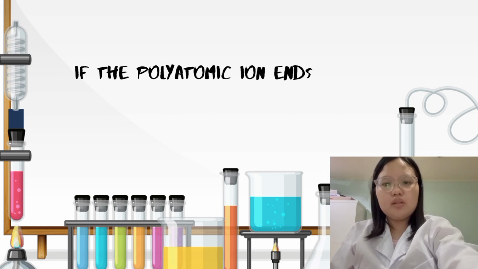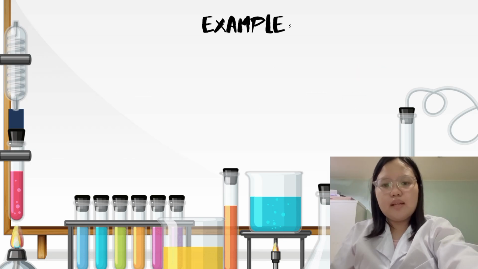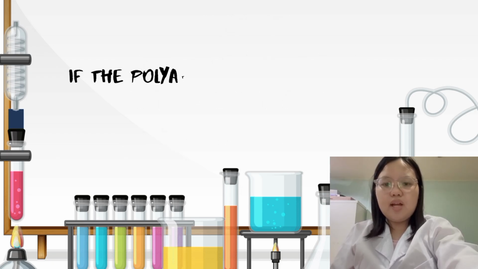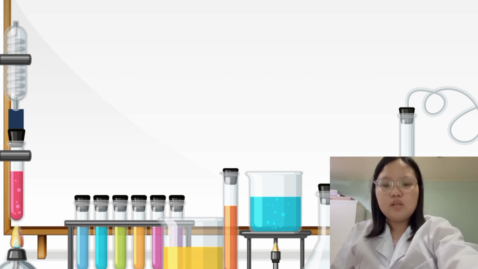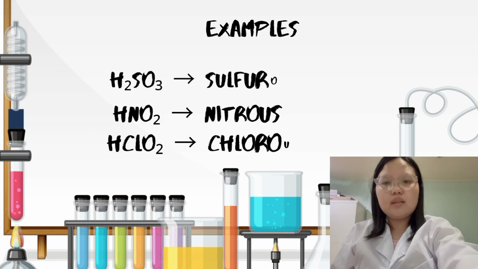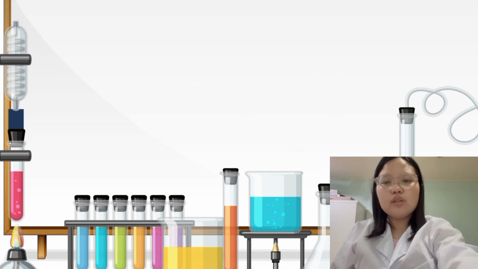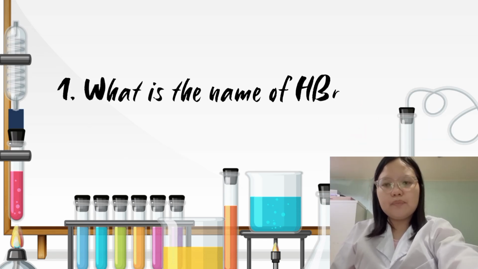If the polyatomic ion ends in ATE, the acid name ends in IC acid, with examples like sulfuric acid, nitric acid, and chloric acid. And if the polyatomic ion ends in ITE, the acid name ends in OUS acid, which are sulfurous acid, nitrous acid, and chlorous acid. So now we're gonna go with the questions. What is the name of HBr? I'll give you 5 seconds to think.